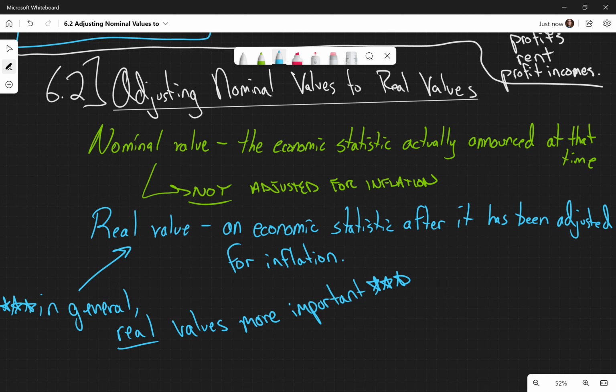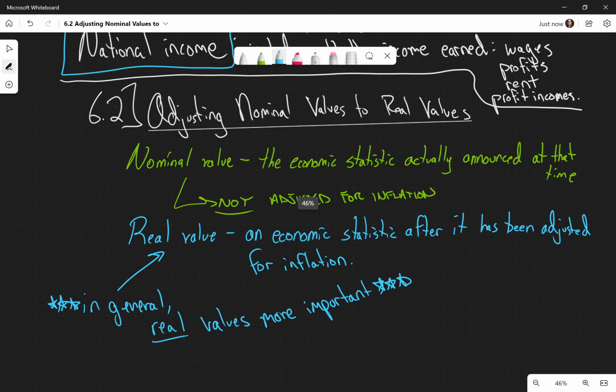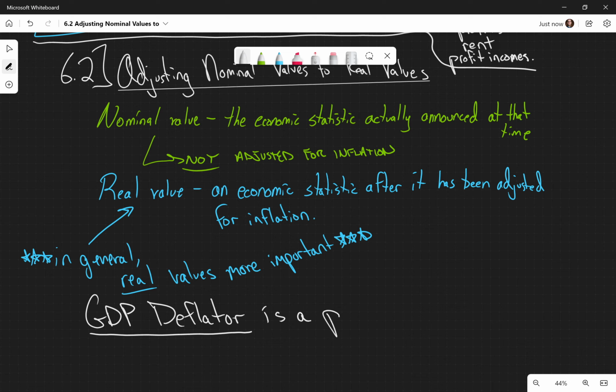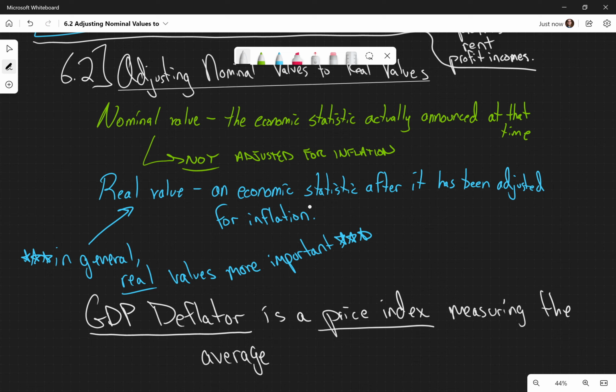Well, we use something called a GDP deflator. A GDP deflator is a price index that measures the average prices of all goods and services included in the economy.